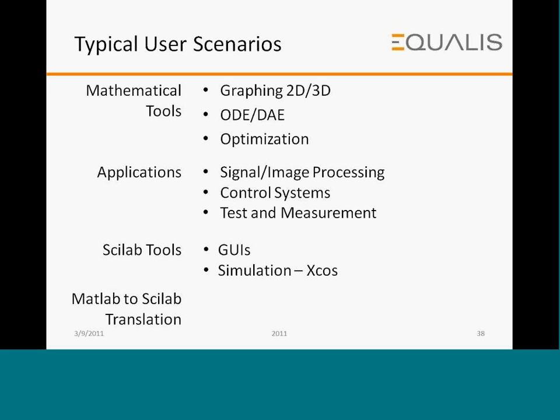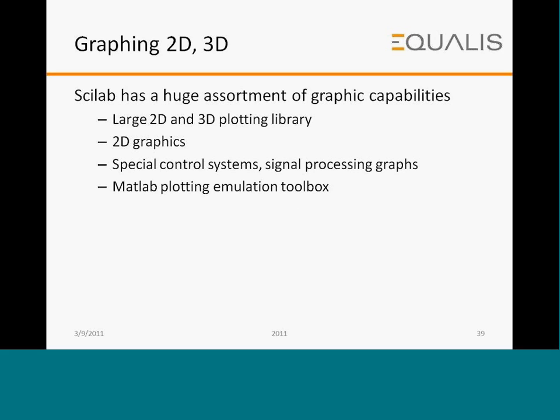Typical user scenarios. I have some example programs here. Scilab has a huge assortment of graphic capabilities. You can do 2D and 3D plotting, special control systems, signal processing graphs. In control systems, if you want to do a Bode plot, Nyquist plot, or Nichols plot, pole-zero plots, root locus, those are built into Scilab. And there is also a MATLAB plotting emulation toolbox.